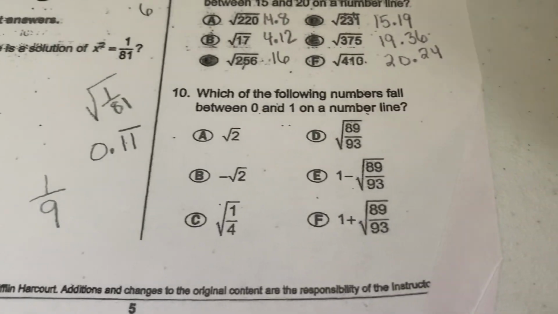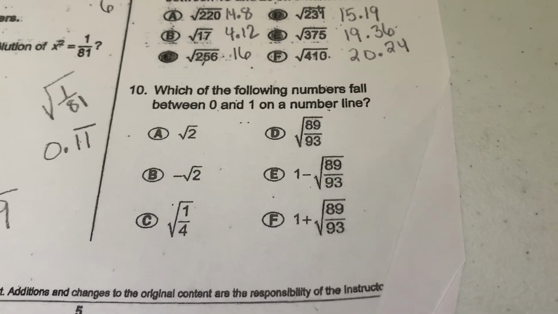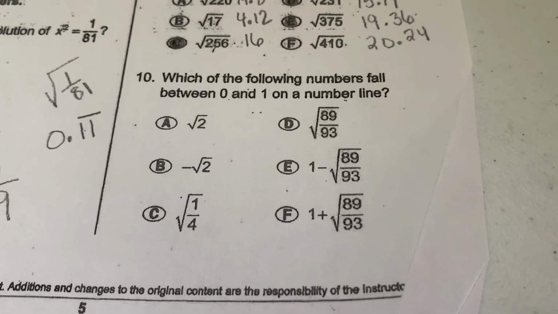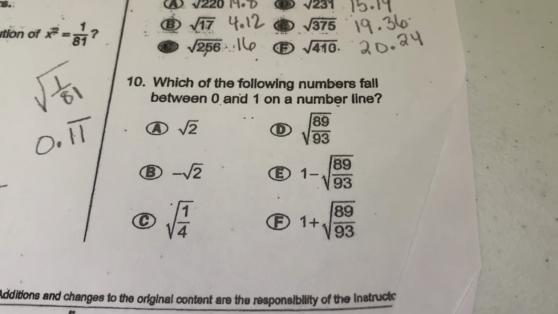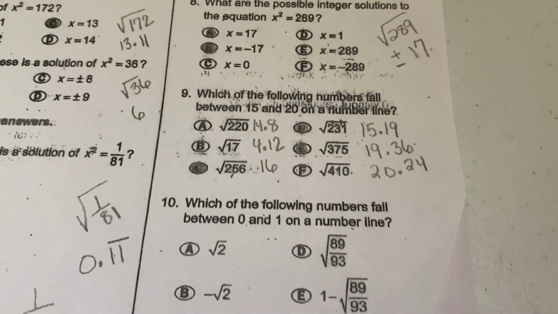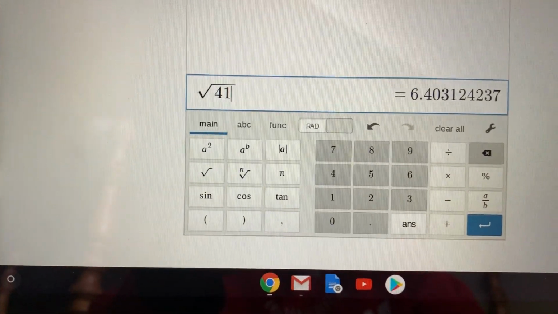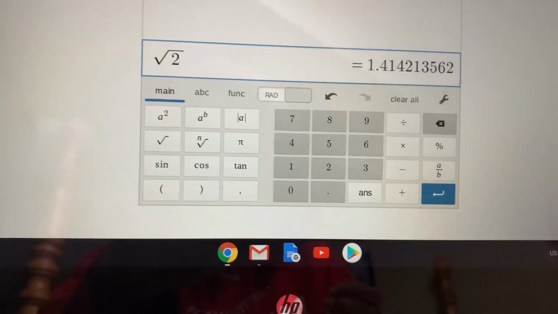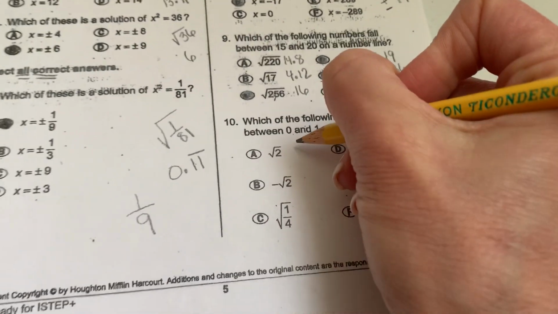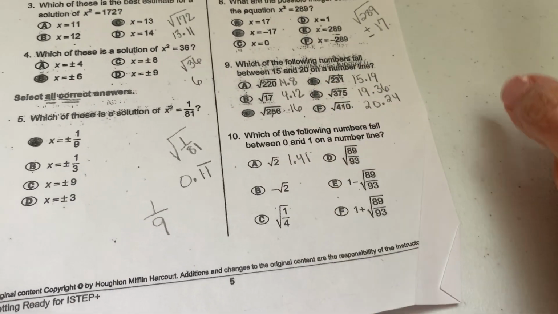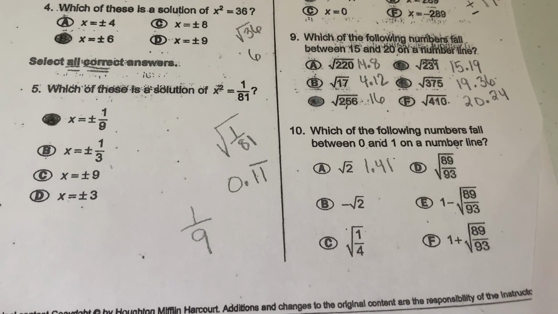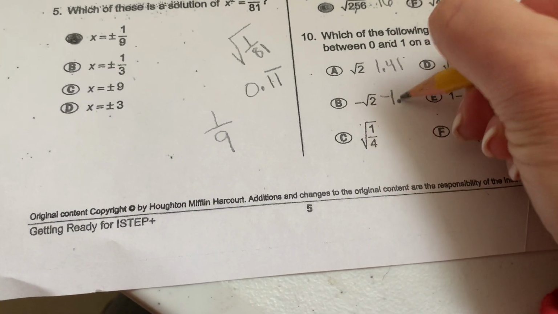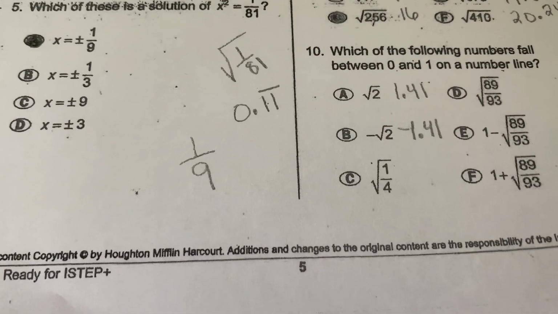All right, last question, number 10. Which of the numbers fall between 0 and 1 on a number line? So this is the same type of question as number 9 was. So let's go ahead and put this in our calculator. A is the square root of 2. So I'm going to go back up here and do square root of 2, and we get 1.41. I'm going to add that to my paper, 1.41. Then we have negative square root of 2. Well, guys, all we have to do is put the negative symbol in front of 1.41. That's the easy way of doing that.